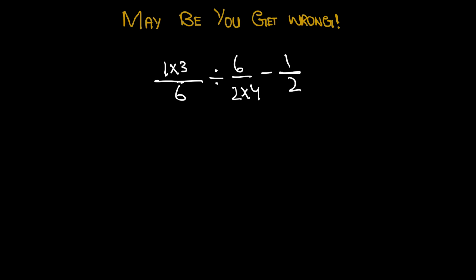1 multiply 3 over 6 divided by 6 over 2 multiply by 4, minus 1 over 2. First of all we simplify this. 1 multiply 3 is 3, over 6, divided by 6 over 2 multiply 4 is 8, minus 1 over 2.